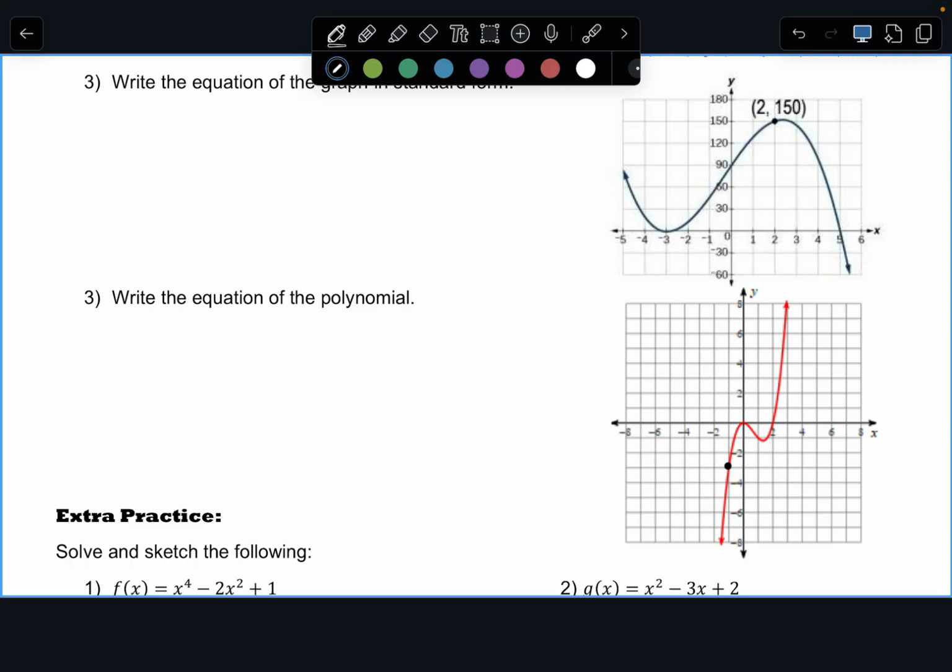When we're trying to figure out if it's a negative or a positive, do we read the left side or the right side? The right side. So positive for this one.